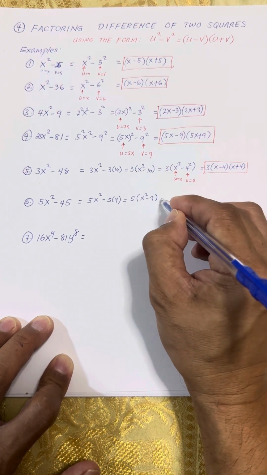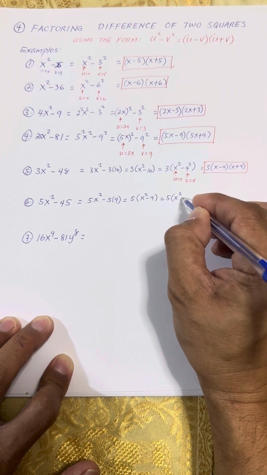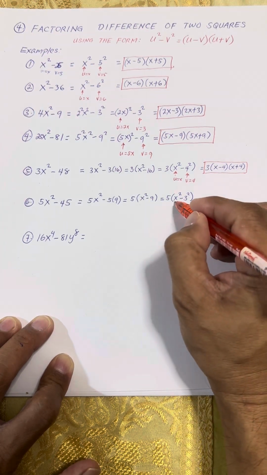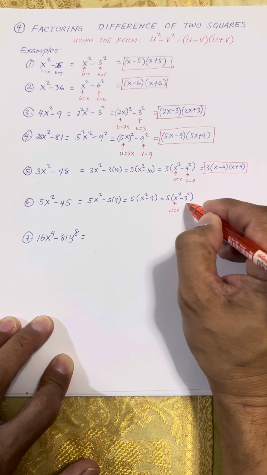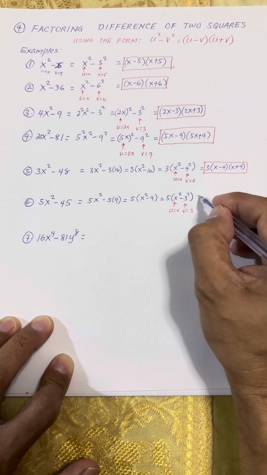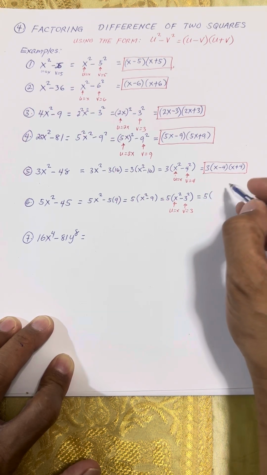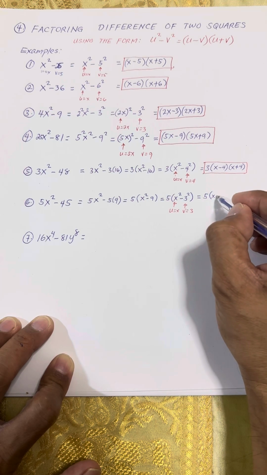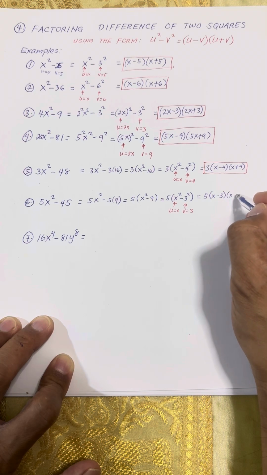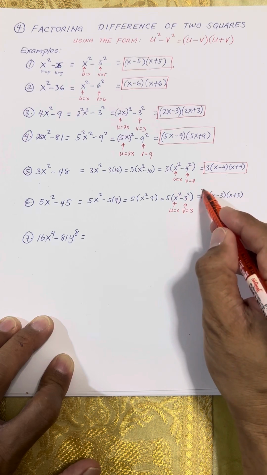Then rewrite the second term of our factor. So 9 can be written as 3 squared. So therefore we can now get our u, which is equal to x, then our v equal to 3. So therefore our factors are 5, okay, then we have x minus 3 times x plus 3. So these are the factors.